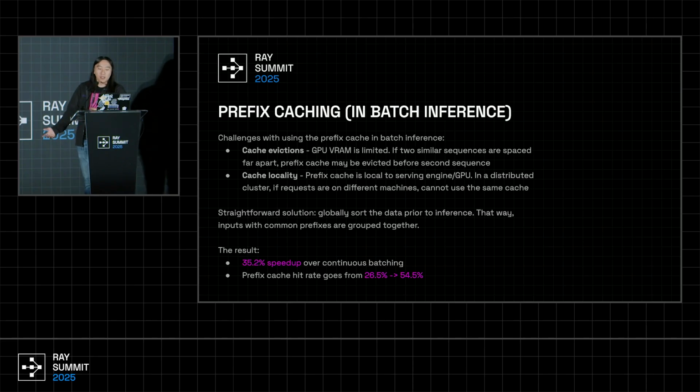So what's the straightforward solution to this? Well, we can just globally sort the data prior to inference, right? That way, all of the prompts with the same prefixes are grouped together, and largely that will be on the same machine. If we do this, we see essentially a 35% speed up over our previous continuous batching method. And our prefix cache hit rate, if you monitor that, you'll see that it goes from around 26% up to 54%. So the majority of your keys and values are actually retrieved from the prefix cache with this technique.